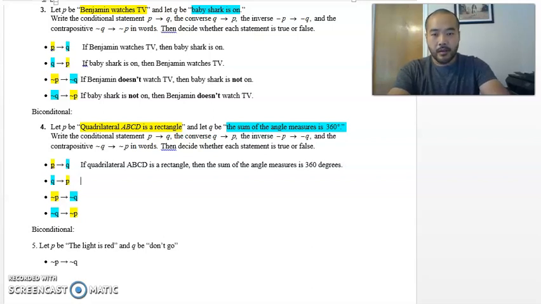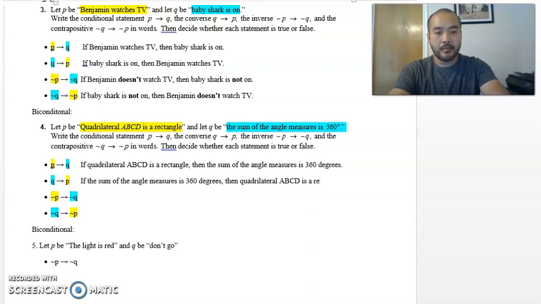For the converse, we flip it. If the sum of the angle measures is 360 degrees, then quadrilateral ABCD is a rectangle. Alright, I think you get the idea. So if you get the idea, you can fast forward a little bit. I would suggest just using the speed up function.